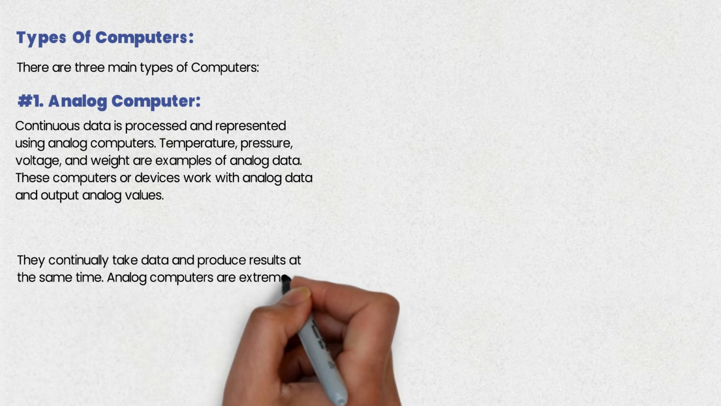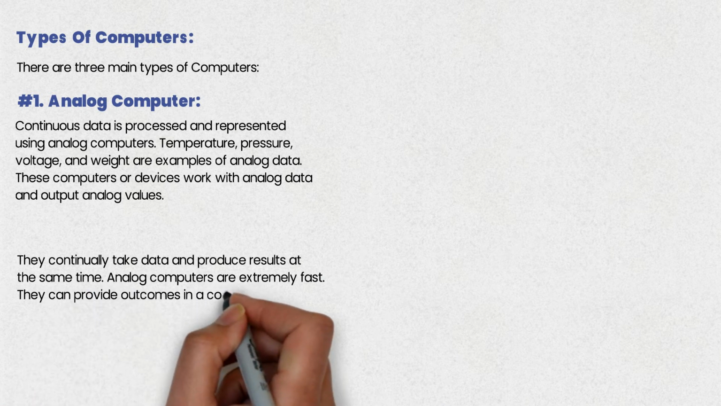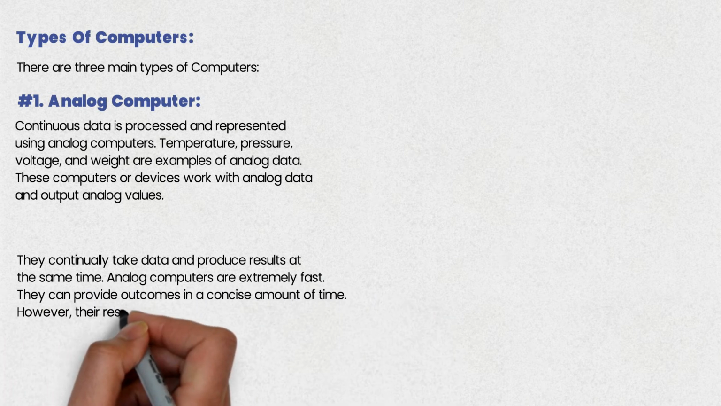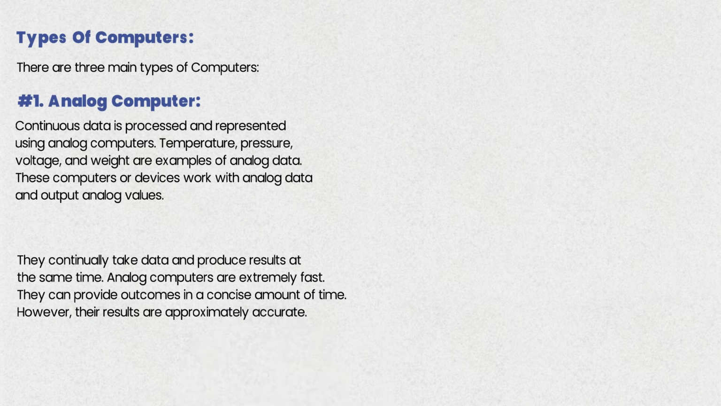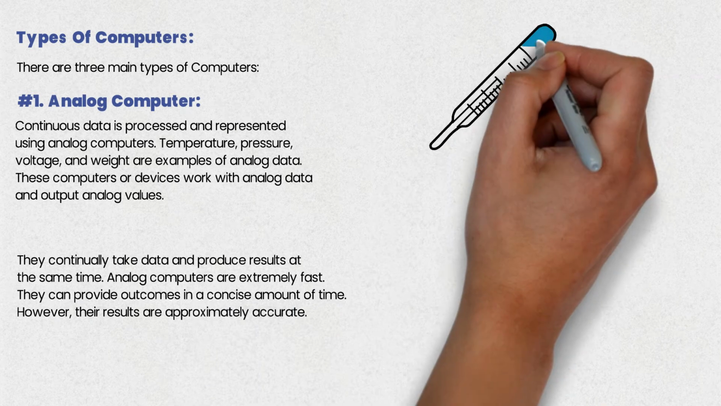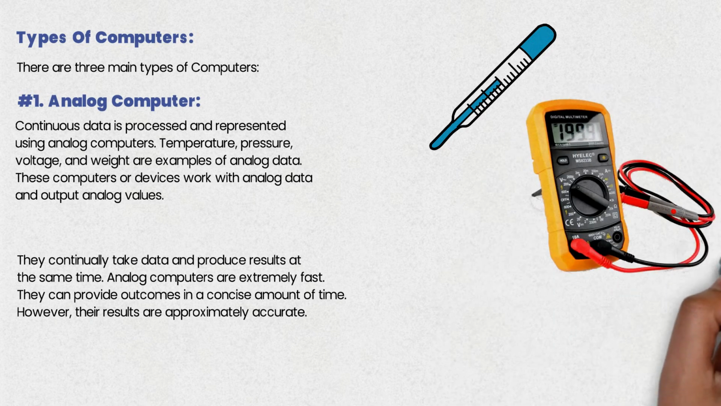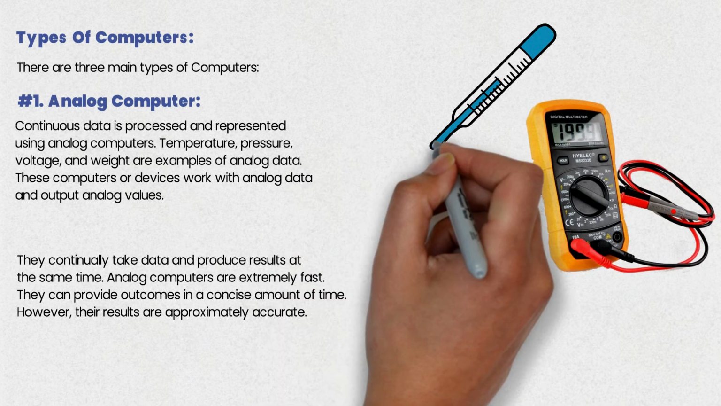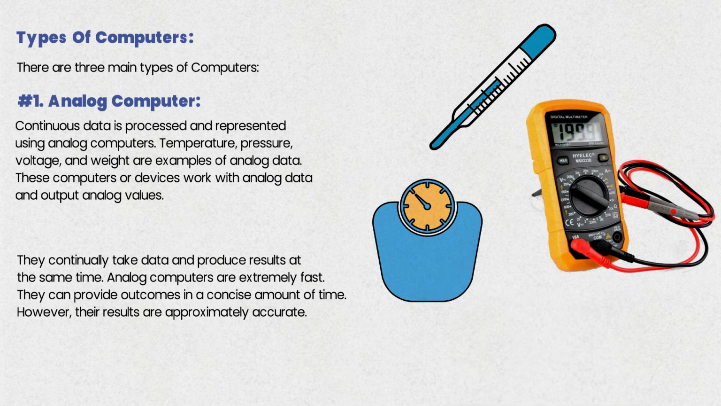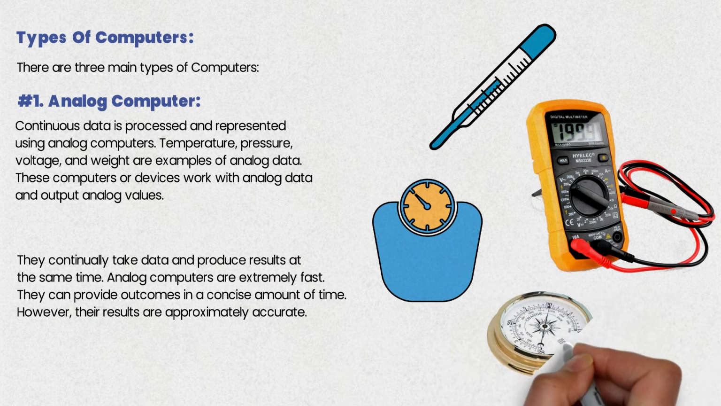Analog computers are extremely fast. They can provide outcomes in a concise amount of time. However, their results are approximately accurate. Analog computers are all special purpose devices. A few examples of analog computers: mercury thermometer, voltmeter, simple weighing scale, barometer.